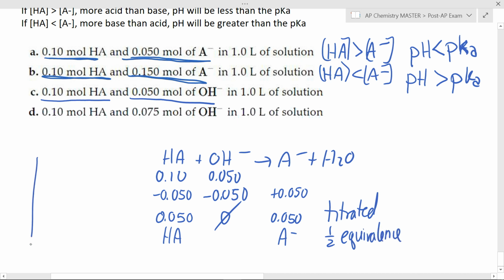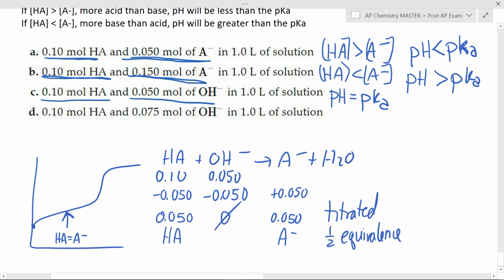If you want to connect this back to a titration curve, it's like you're titrating your acid, and you stopped right here at the half equivalence point. At this point, your amount of HA and your A- are going to be equal. So at that point, your pH is going to equal your pKa.